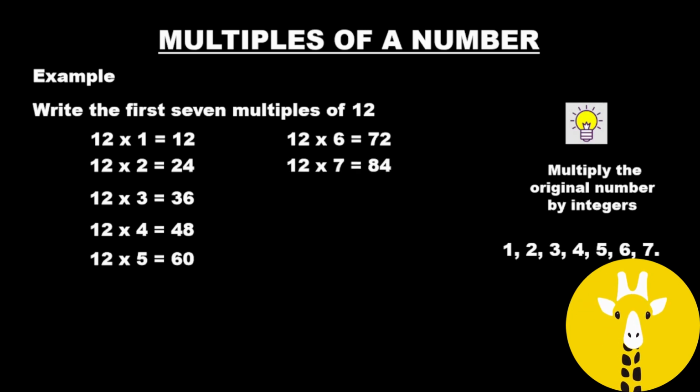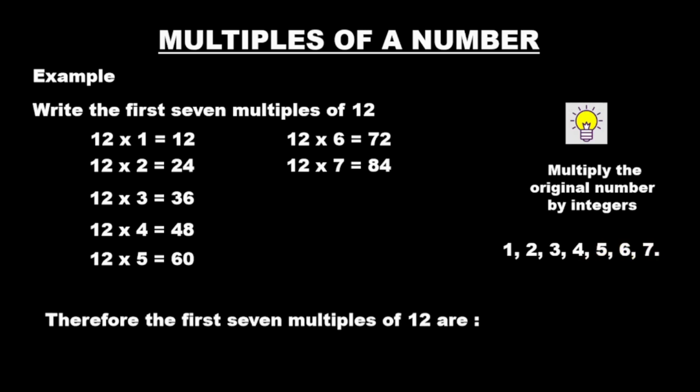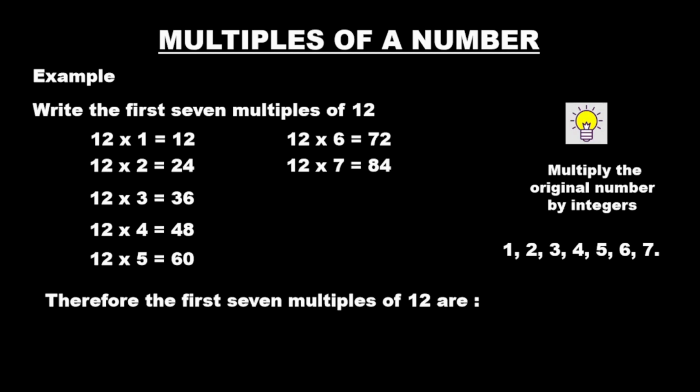So these are the first 7 multiples of 12. Therefore, the first 7 multiples of 12 are 12, 24, 36, 48, 60, 72, and 84. So this is how we find the multiples of any number.